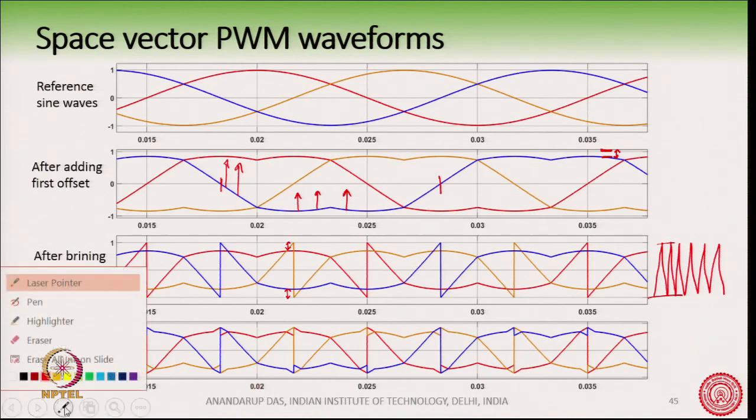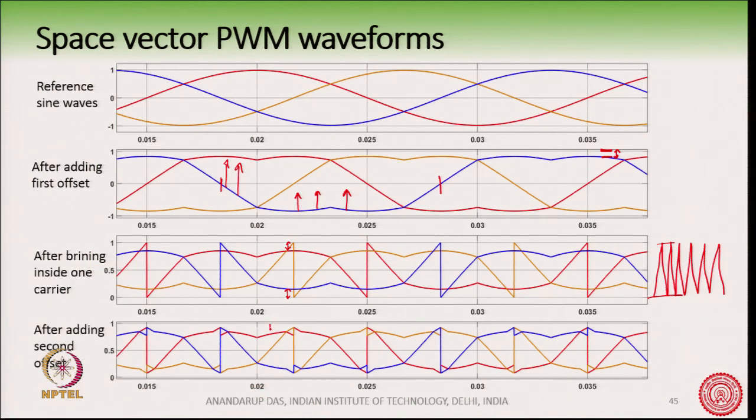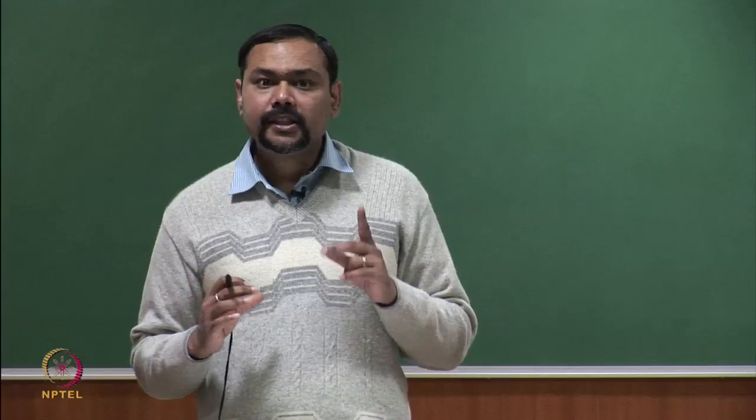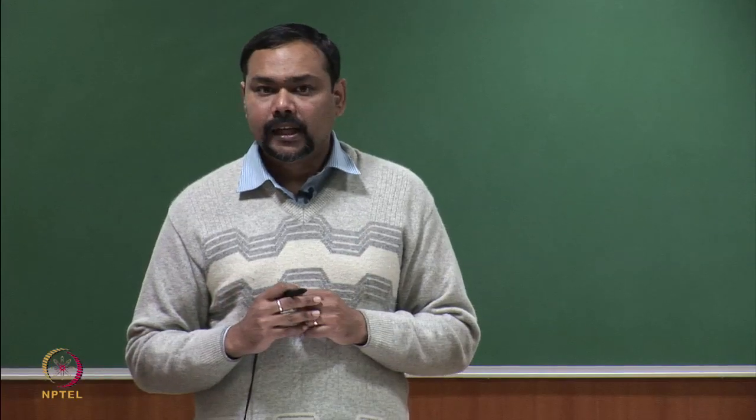So, you can see here, for example, this distance from 1 and this distance from 0 are equal. This distance from 1 and this distance from 0 are equal. Any place you take, this distance from 1 and this distance from 0 are equal. Which means these three reference waveforms are always at the middle of the carrier. So, this is the function of the second offset.